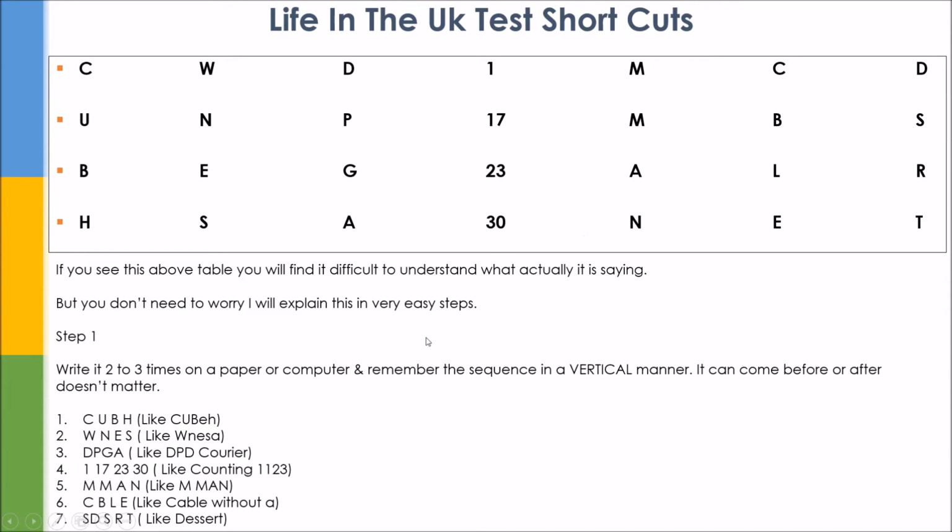So you remember these words and learn them, for example: cube, Vanessa, DPG, 1123, man, CBLE, and dessert. There is no particular number sequence in how you want to write it. However, the sequence from up to down is very important, because these letters I made are interrelated with each other. Now I will show you how this works.